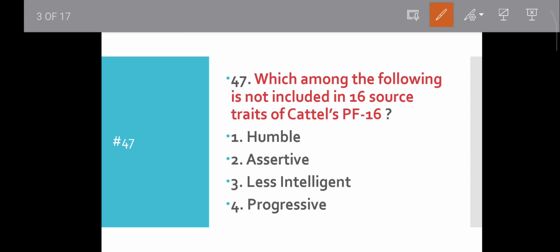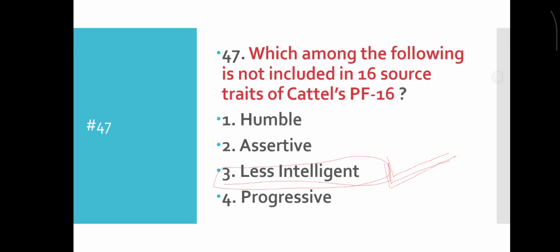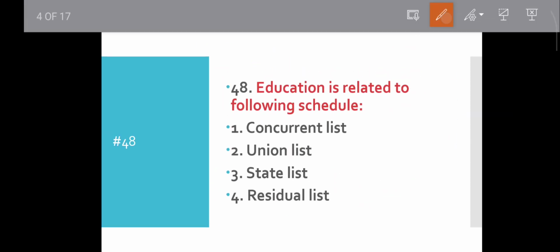Cattell's 16 factor personality includes traits like assertive, humble, progressive, etc. Less intelligent, the term is not a personality trait in 16 factor personality of Cattell's. So, less intelligent is not included. So, as per the question, option 3 will be the correct answer. Then move to the next question.